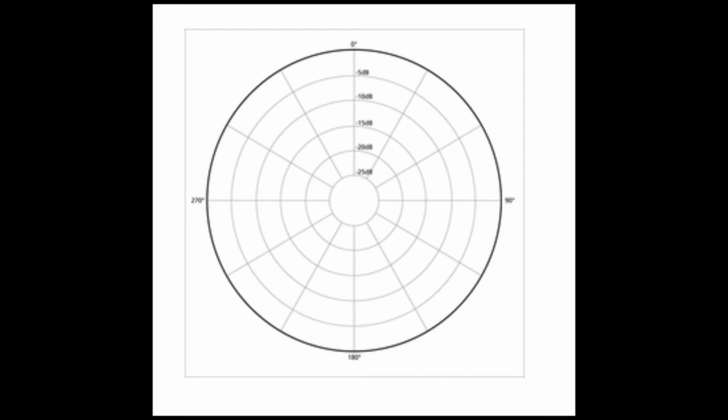Omnidirectional microphones are microphones that pick up sound equally from the front, back, and sides, which means it doesn't matter which side you speak into the microphone, as it will pick up the sound with equal gain. This can be seen by the polar pattern on the screen, as it shows the sound comes from all directions of the microphone.